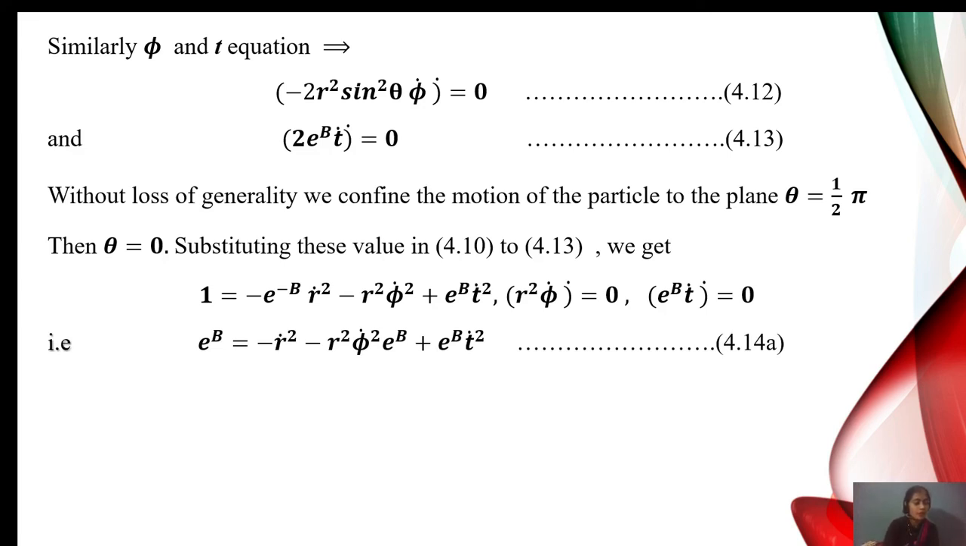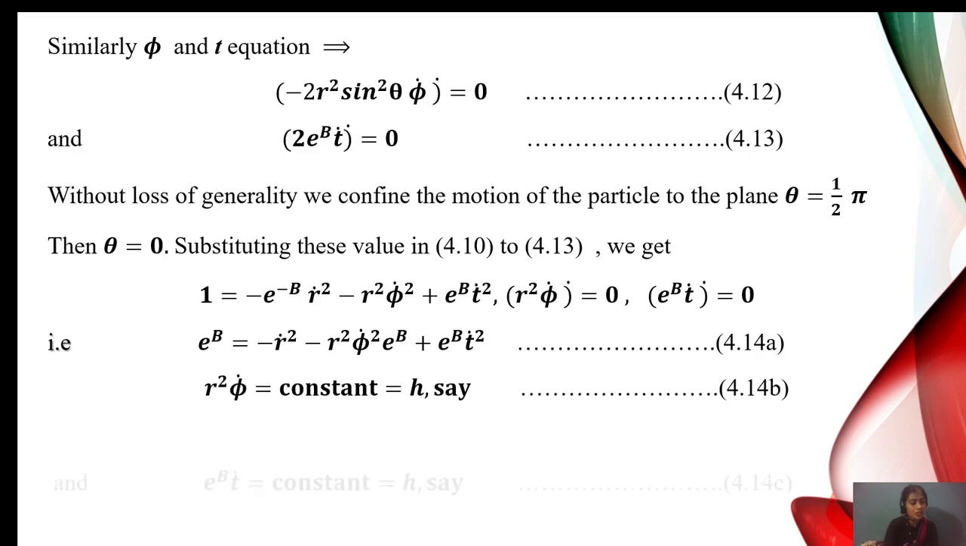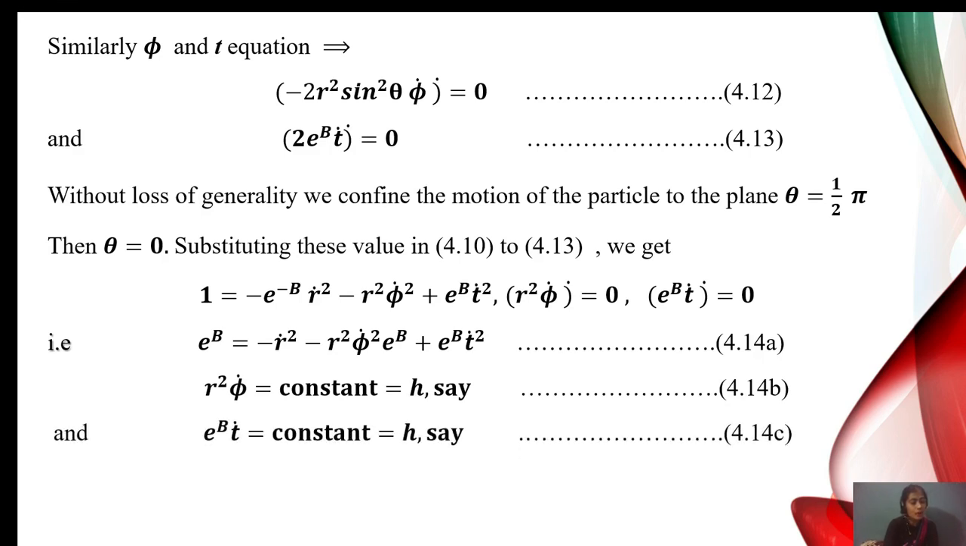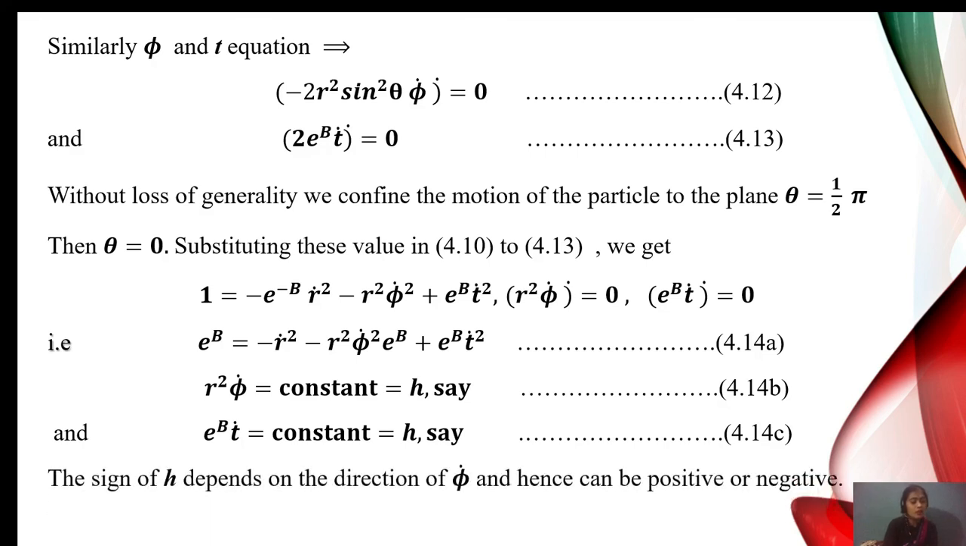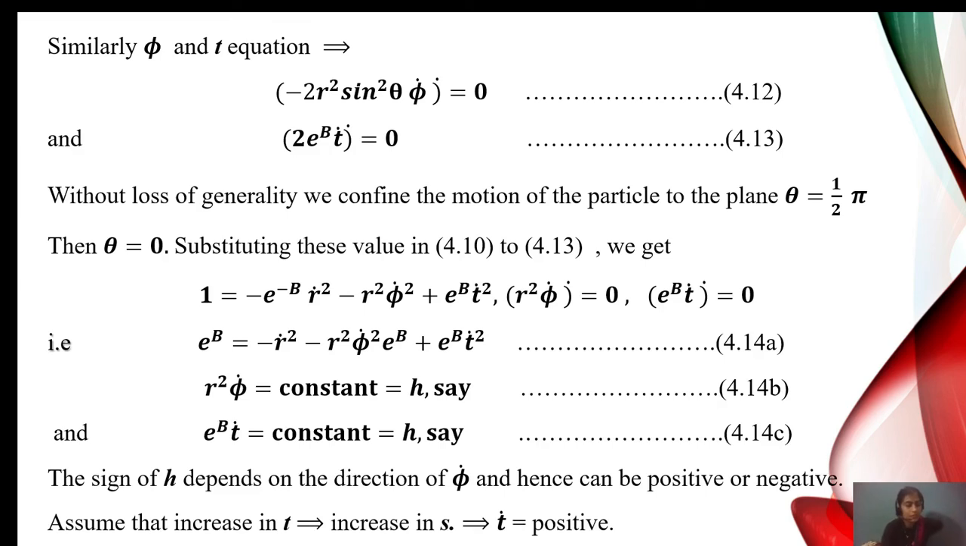Then r square phi dot equals a constant, say h, and e to the power b t dot equals a constant, say also h. Hence the sign of h depends on the direction of phi dot, and hence it can be positive as well as negative. Assume that with an increase in t, there is an increase in s, so t dot is always positive.